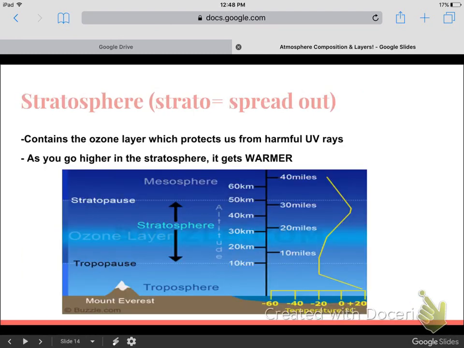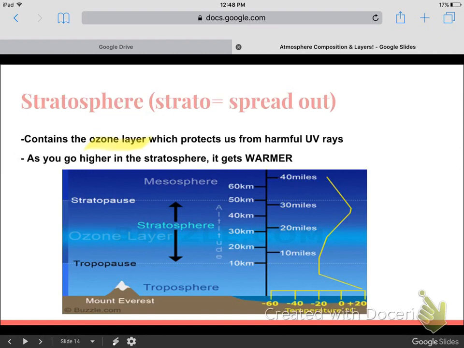The next layer is the stratosphere, prefix strato, which means spread out. The stratosphere is a cool layer because it kind of has a sublayer in it, and that sublayer is called the ozone layer. The ozone layer is the layer I was talking about earlier that protects us from harmful UV rays. If we did not have the ozone layer, the harmful UV rays coming down from the sun could cause skin cancer in all of us, could cause harmful radiation. So because we have the ozone layer, it protects us from these things.